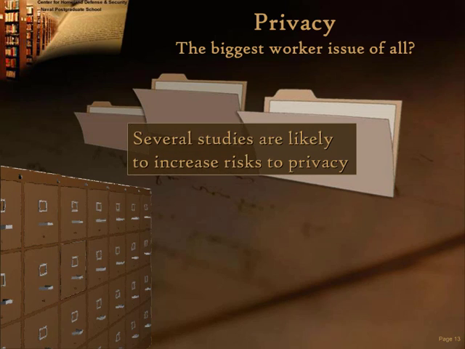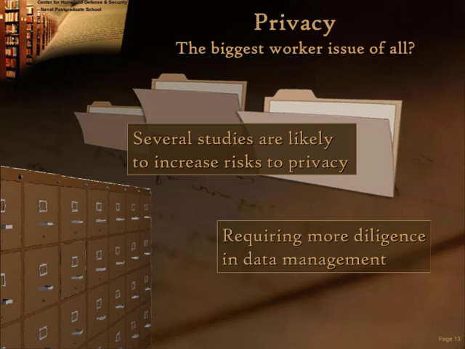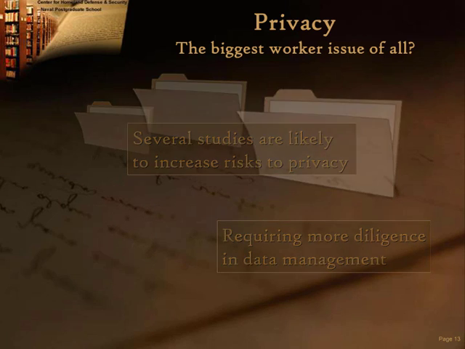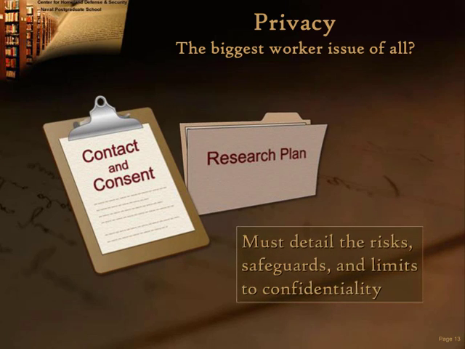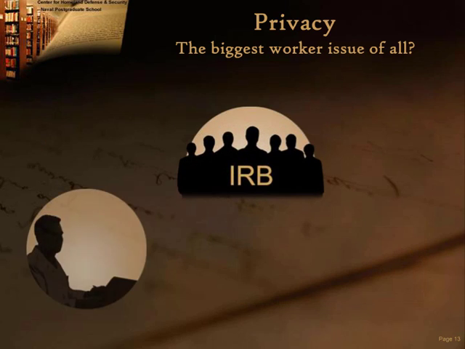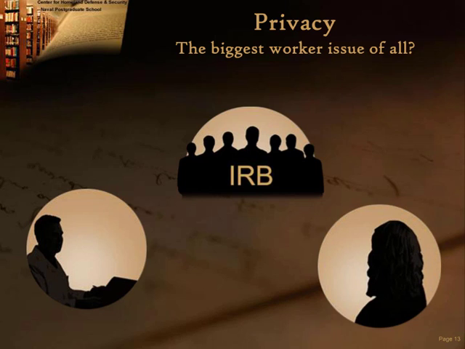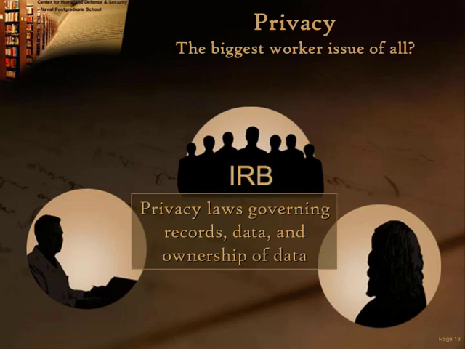Where several studies are in progress with the same worker population, the risks to privacy and confidentiality are likely to increase, requiring even more diligence in the management of confidential data by investigators and by those monitoring the studies. Contact and consent materials and research plans must detail the risks, the safeguards, as well as limits to confidentiality provided by law. The IRB, the researcher, and the subject must be informed of the limits and loopholes in the privacy laws governing workplace medical and research records, as well as ownership of data that may or may not be property of the employee, and applicable state-local laws.